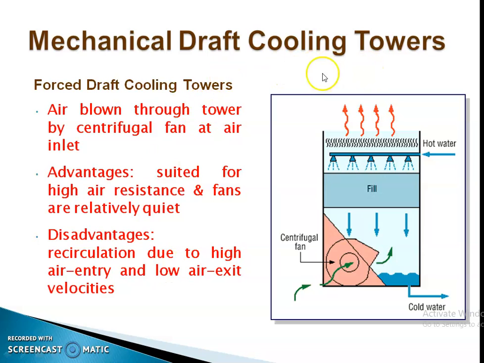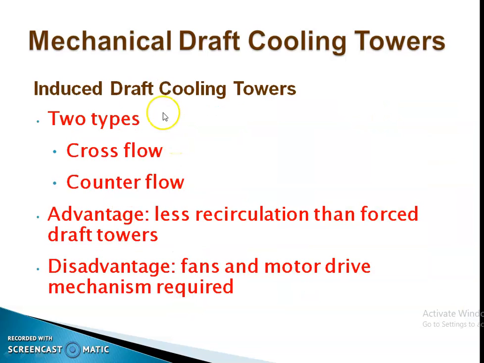In the mechanical draft cooling tower, with the help of the centrifugal fan, we reduce the temperature of the hot water, sprayed with the nozzle over the fill, and we get the cold water. Now the forced draft cooling tower: air is blown into the tower with the help of the centrifugal fan at the air inlet. The advantages of this cooling tower are that it is suitable for high air resistance and the fans are relatively quiet. The disadvantage is recirculation due to high entry and low exit air velocity. Next one is the induced draft cooling tower.